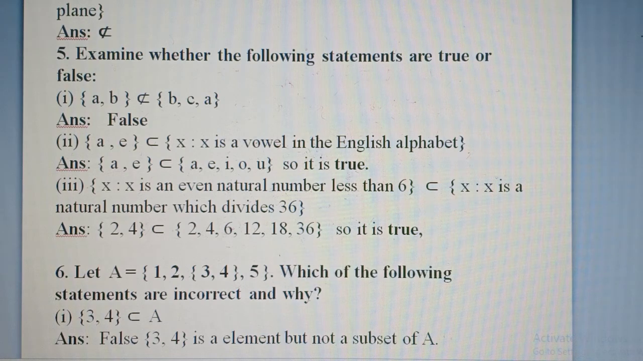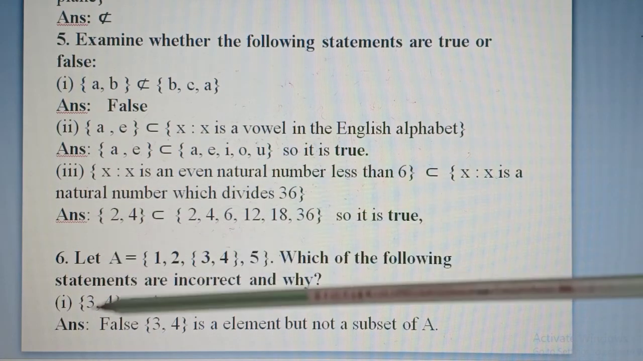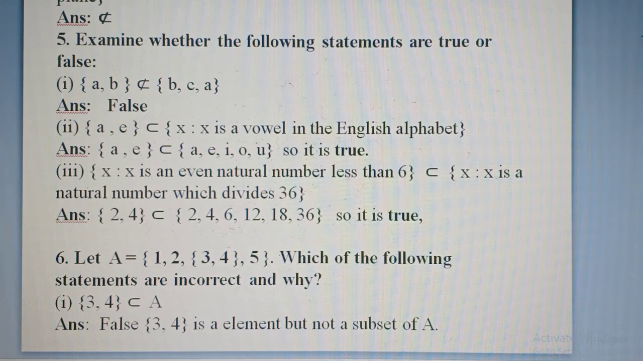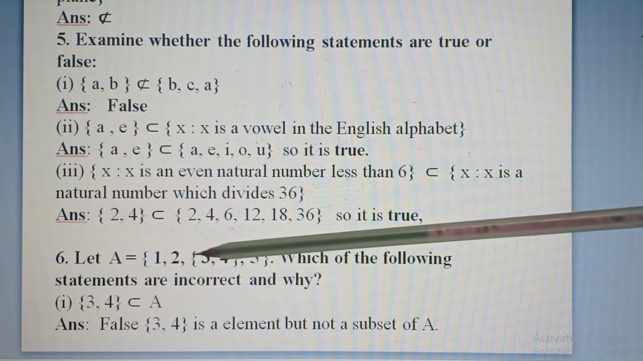Now, which of the following statements are incorrect and why? Question one is, {3, 4} is a subset of A. Is it true or false? Students, it is false because {3, 4} is an element.